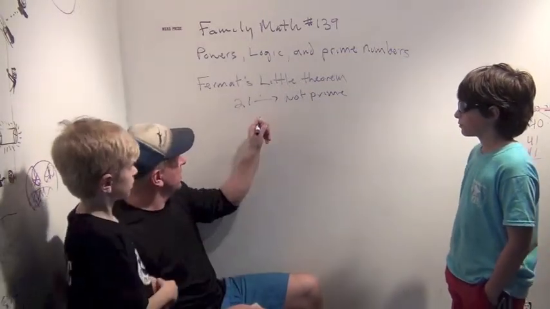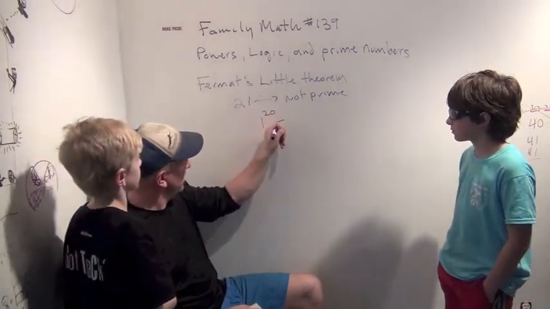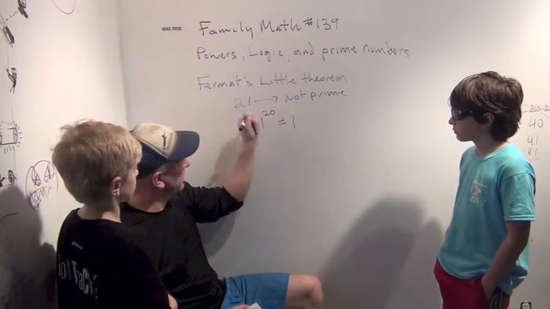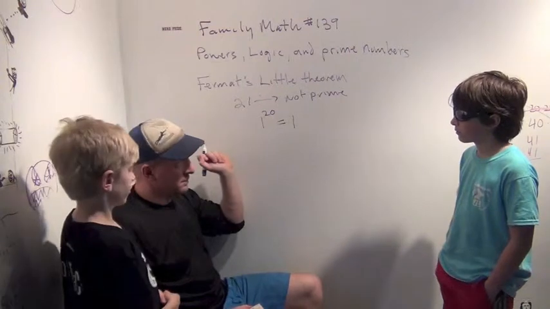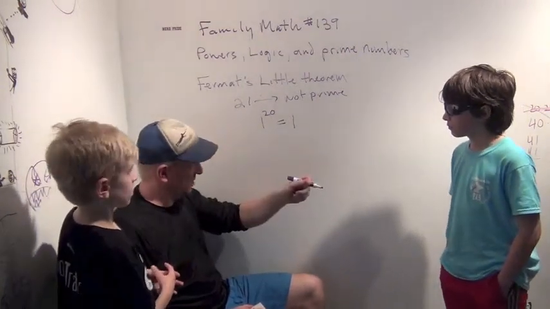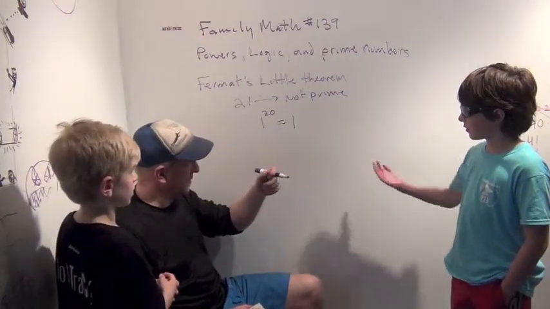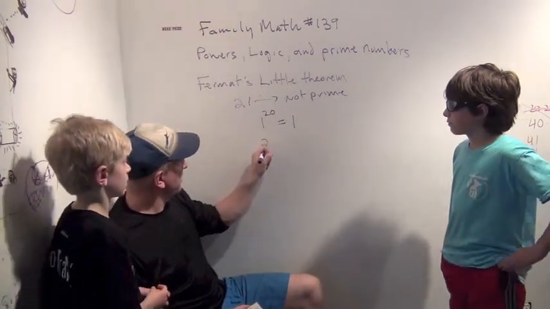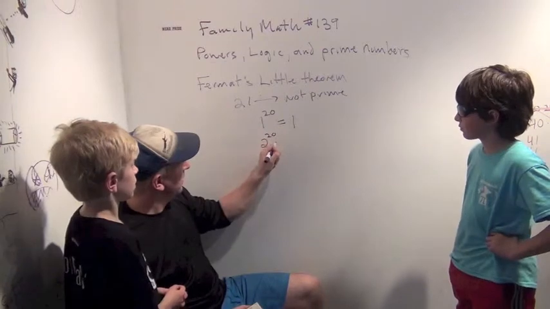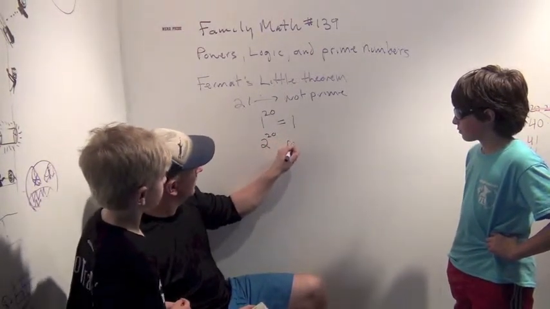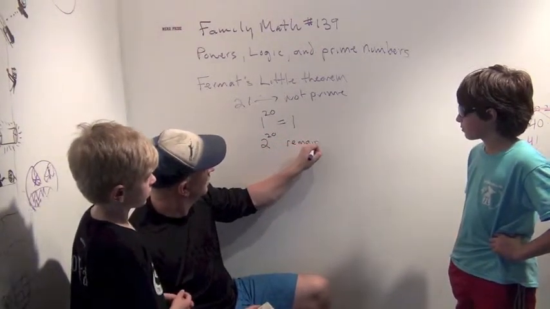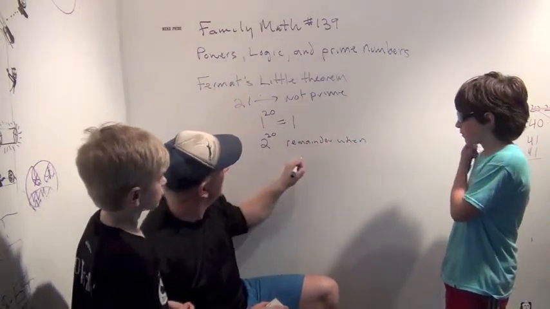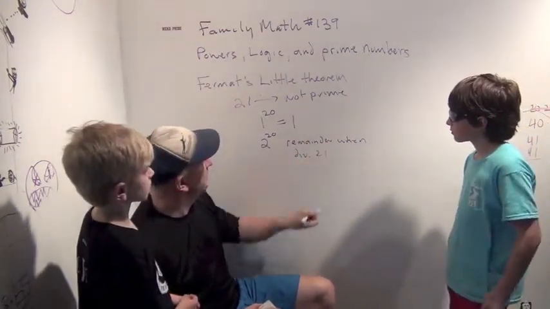So let's just check. 1 to the 20th, what does that equal? It's 1. What's the remainder when 1 is divided by 21? It's just 1. The remainder is 1. Okay, now we have to calculate 2 to the 20th. And what is the remainder when divided by 21?